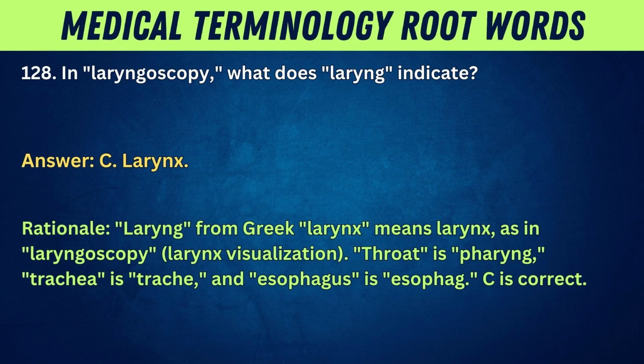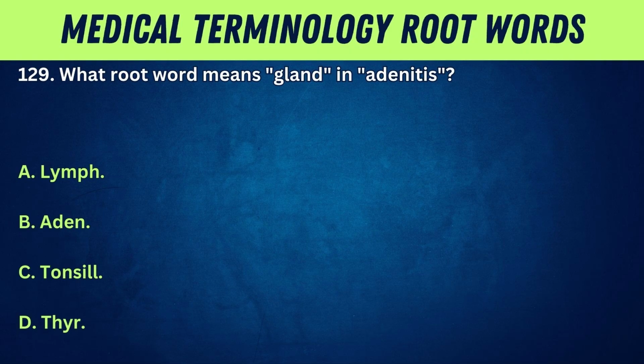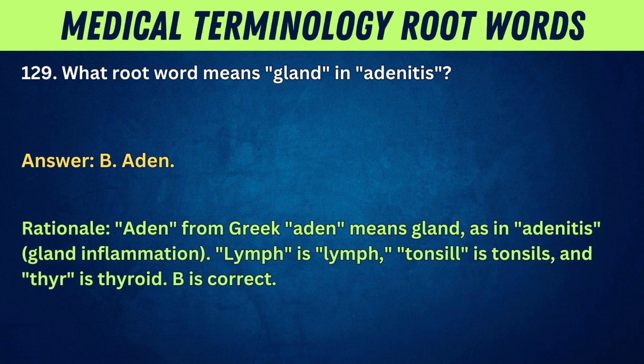C is correct. 129. What root word means gland in adenitis? A. Lymph. B. Aden. C. Tonsil. D. Thyr. Answer: B. Aden. Rationale: Aden from Greek aden means gland, as in adenitis, gland inflammation. Lymph is lymph, tonsil is tonsill, and thyr is thyroid.